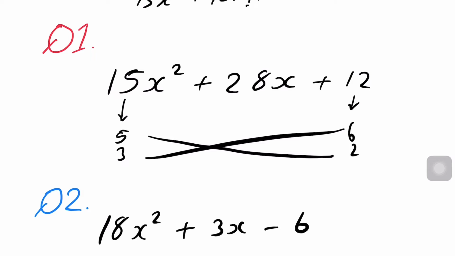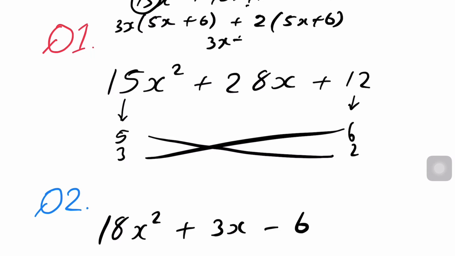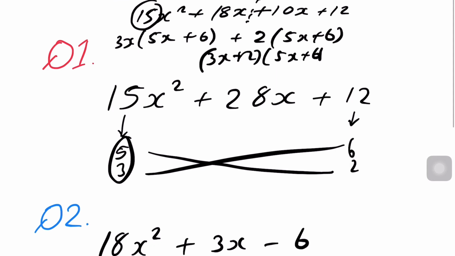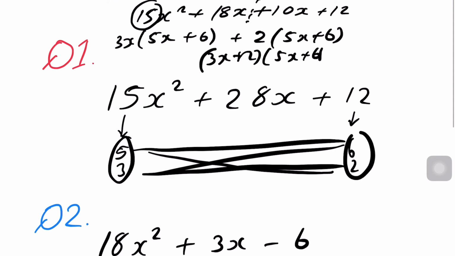So split it and then take a factor of 3x out, and then 5x plus 6, plus 2 lots of 5x plus 6, and then you get 3x plus 2 times 5x plus 6. But that of course took quite a long time. Instead, you can just see we have 5 and 3 here, 6 and 2 here, 5x plus 6, 3x plus 2. So that's the great thing about this method, right?